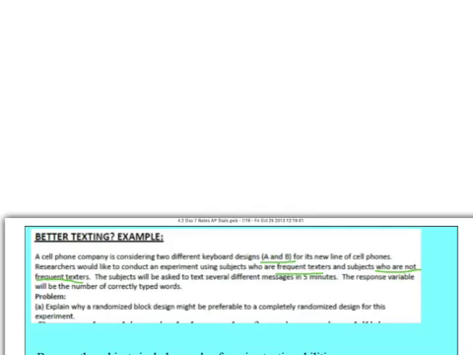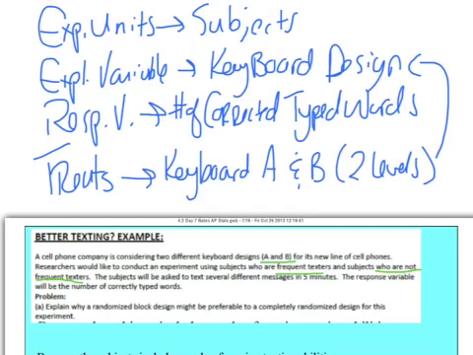Part A, explain why a randomized block design might be preferable to a completely randomized design for this experiment. Let's just take a moment, if you want to pause this video, identify the experimental units, explanatory variable, response variable, and treatments for a moment. So I'm going to pause the video and have those up on the screen for you after you've done that. Okay, so our experimental units, they're subjects. We're using people. The explanatory variable in here is the keyboard design. The keyboard design is going to give us a response of the number of correctly typed words, and the treatments that we're using are either the keyboard A or the keyboard type B.